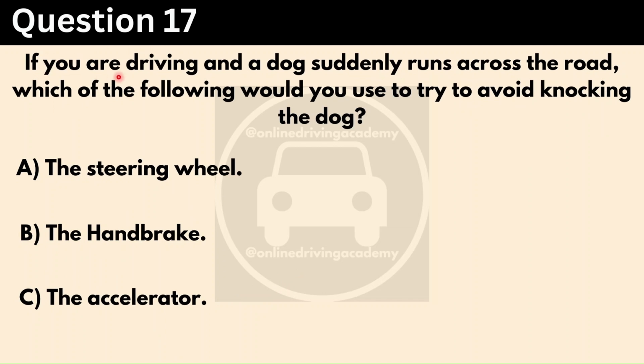Question 17. If you are driving and a dog suddenly runs across the road, which of the following would you use to try to avoid knocking the dog? Is it option A, the steering wheel? Is it option B, the handbrake? Or is it option C, the accelerator? The correct answer here would be obviously the steering wheel, because you're going to have to try to steer your vehicle away from the dog.